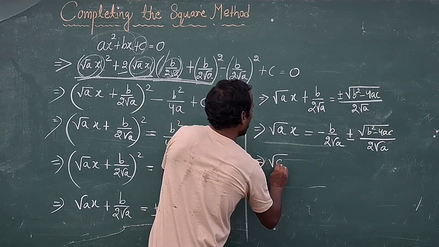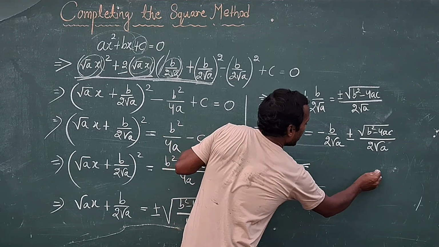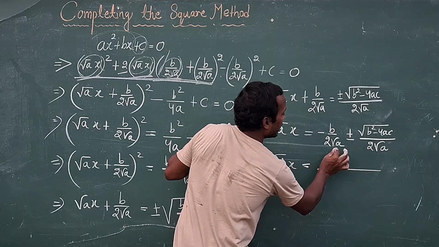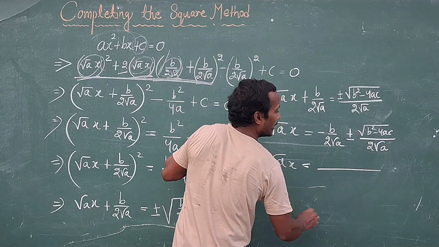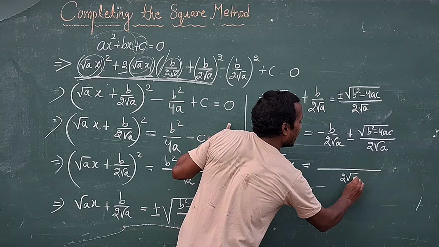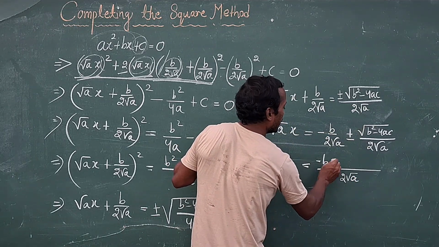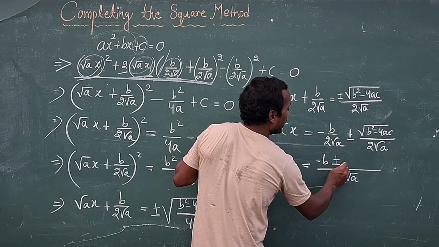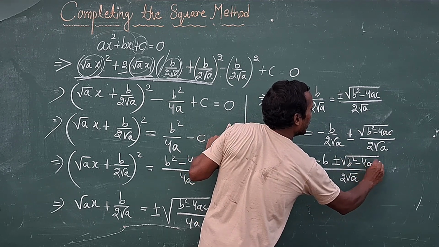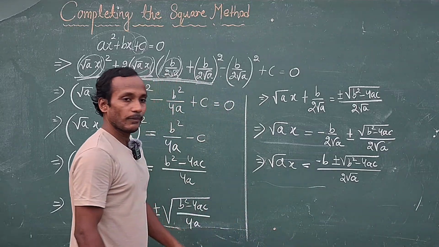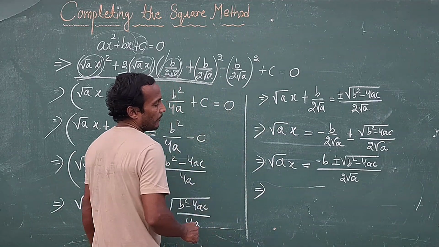Next step, you see I have root a x on the left side, and when I take the LCM of the right side, you can see the denominators are the same, 2 root a. The LCM will be 2 root a, so just simply copy the numerators. The numerators are minus b plus minus square root of b square minus 4ac. Well, now we are left with one more step.